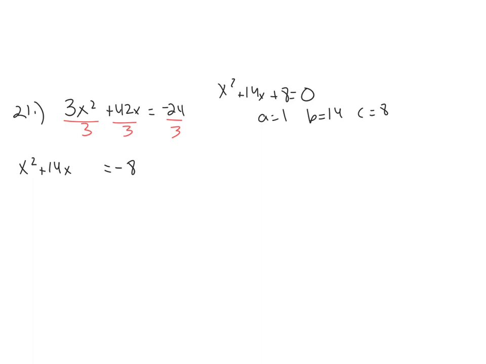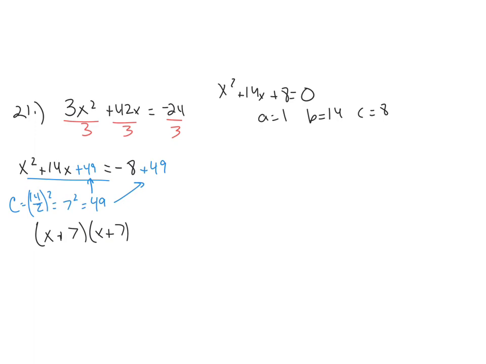I think it's a little bit faster to do the complete square. I'm just better at it. So I'm going to say c equals 14 all over 2 squared, which is 7 squared, which is 49. I'm going to add that 49 to both sides because that's the rule. That makes the left side a perfect square trinomial. So the left side is going to turn into x plus 7 squared, equal to positive 41.